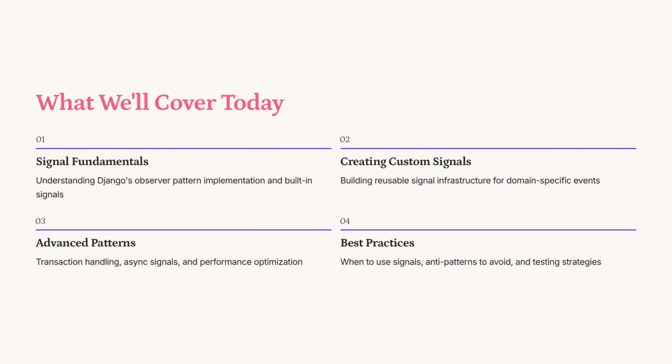Signal fundamentals in Django involve understanding the observer pattern and built-in signals. This pattern allows components to communicate without direct dependencies, enhancing modularity. Built-in signals like post_save and pre_delete facilitate event-driven programming. Mastering these concepts is crucial for creating scalable, maintainable applications.